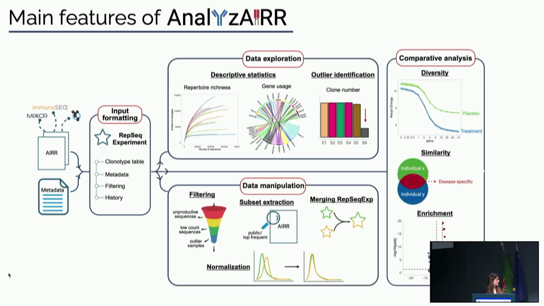This RepSeq experiment can then be used to do a general data exploration of the data set that can also help identify outliers. You can also manipulate the data in order to exclude the outliers that are identified or even sort some particular sequences. And of course, do some comparative analysis to answer a precise biological question. These features will be described further in the demo.